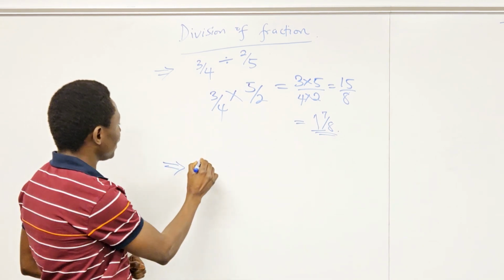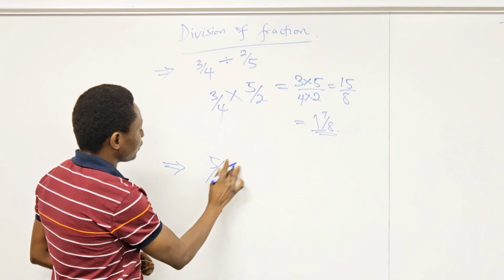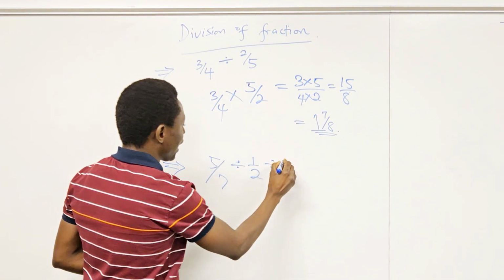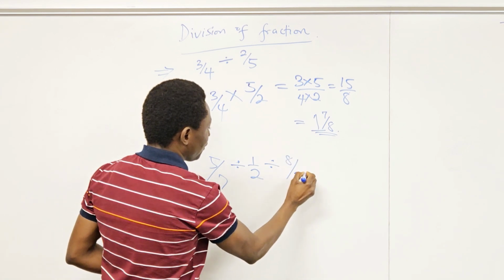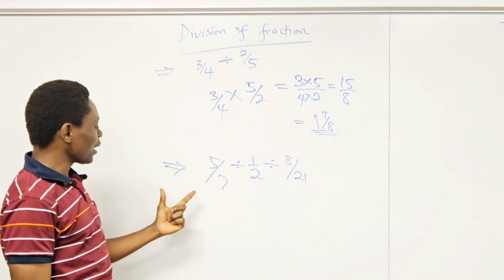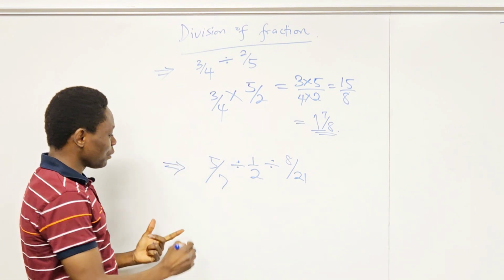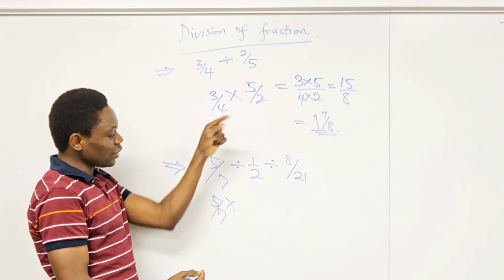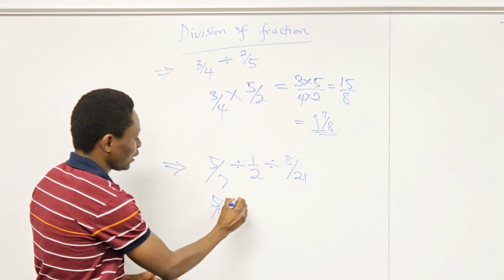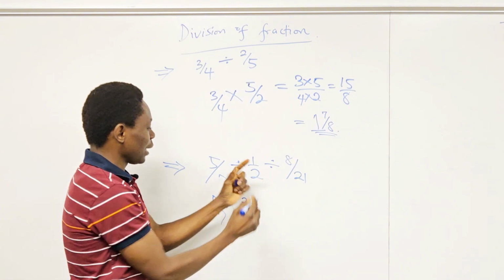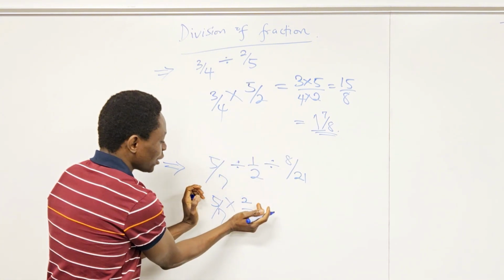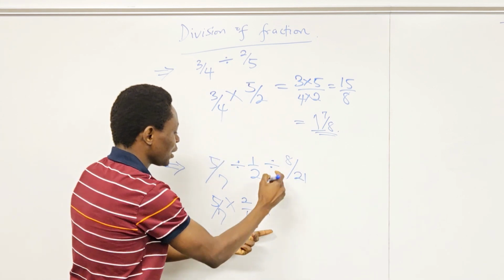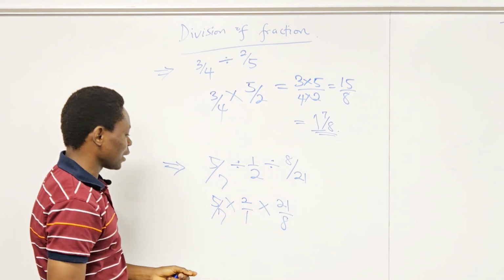Okay, let's pick one more example. Let's say we are trying to divide 5 over 7 divided by 1 over 2, then divide by, say, 8 over 21, for example. All you need to do, just like the above example, is say 5 over 7 times, you take the reciprocal of this fraction, you invert it, that's 2 over 1. Again, this operation gives you one result, but since it involves another fraction, you just invert this fraction as well to give 21 over 8, right?